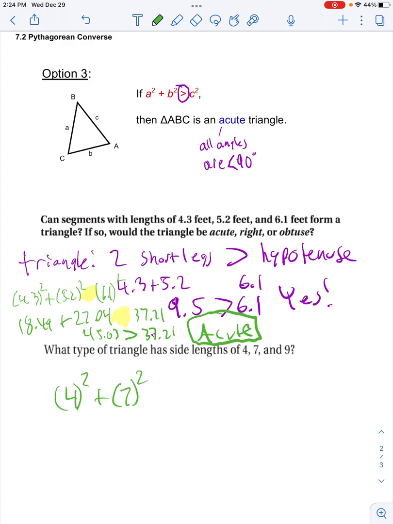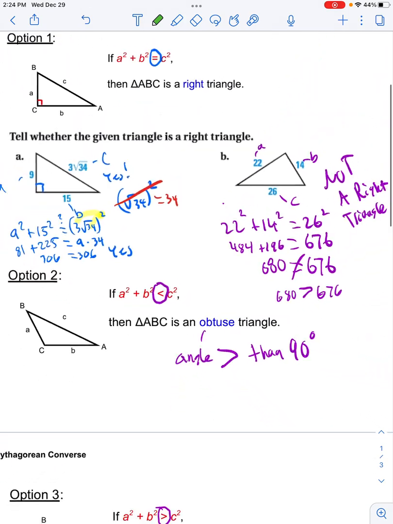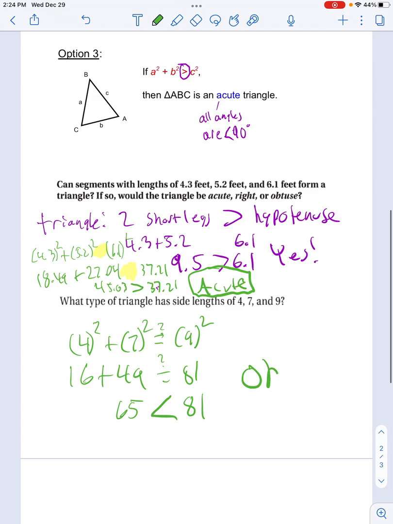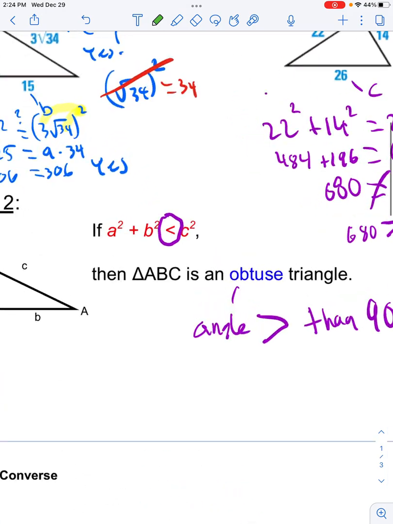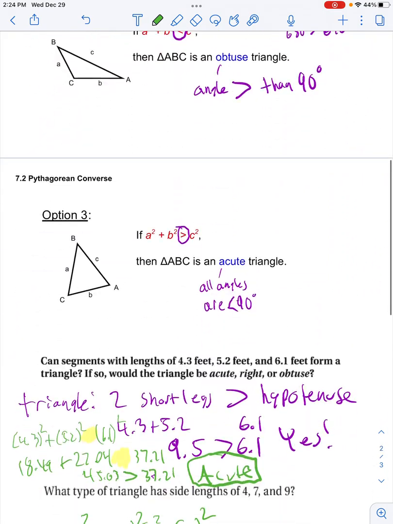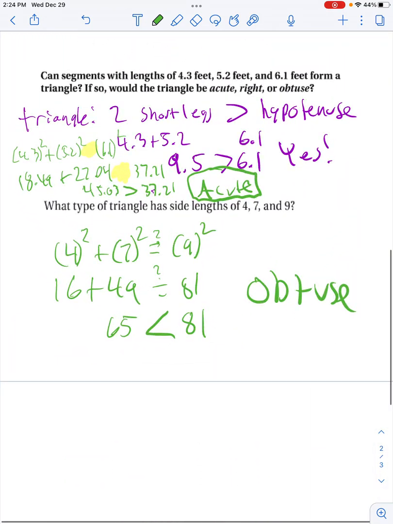So let's plug in our numbers. Short leg squared plus short leg squared, and then you can say equals with a question mark, my hypotenuse squared. 16 plus 49, again still have a question mark, 81. 16 plus 49 is 65. 65 is less than 81, which means I would have an obtuse triangle. So super important that you make this distinction. Equals is a right triangle. A squared plus b squared smaller than c squared is obtuse. A squared plus b squared greater than c squared is acute.